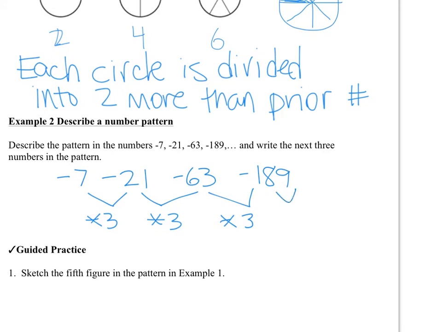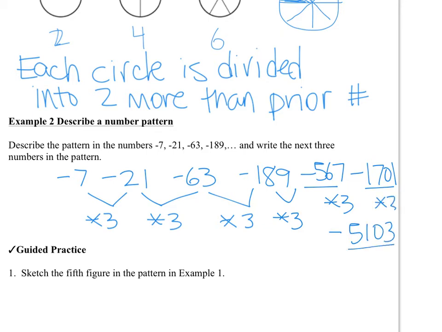So 189 times 3 is negative 567. Times 3 is negative 1701. And then times 3 again is negative 5103. So there's the next 3 numbers in that pattern.